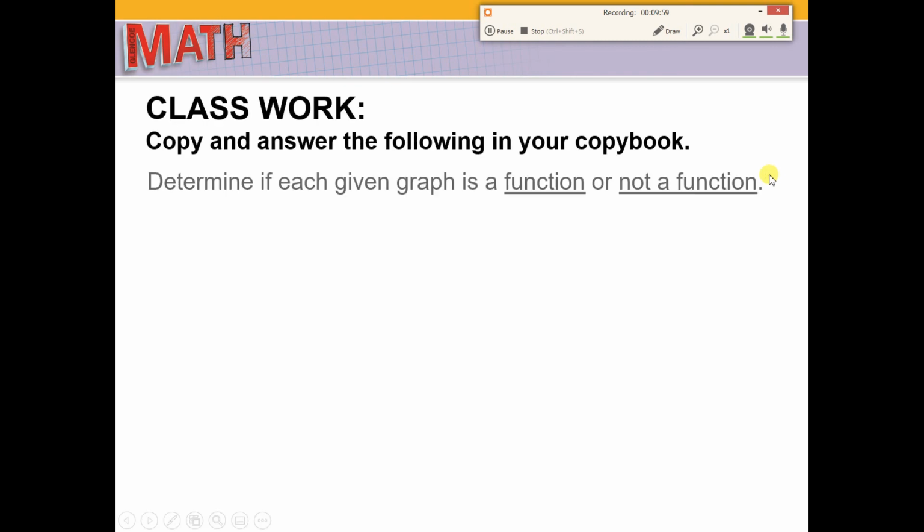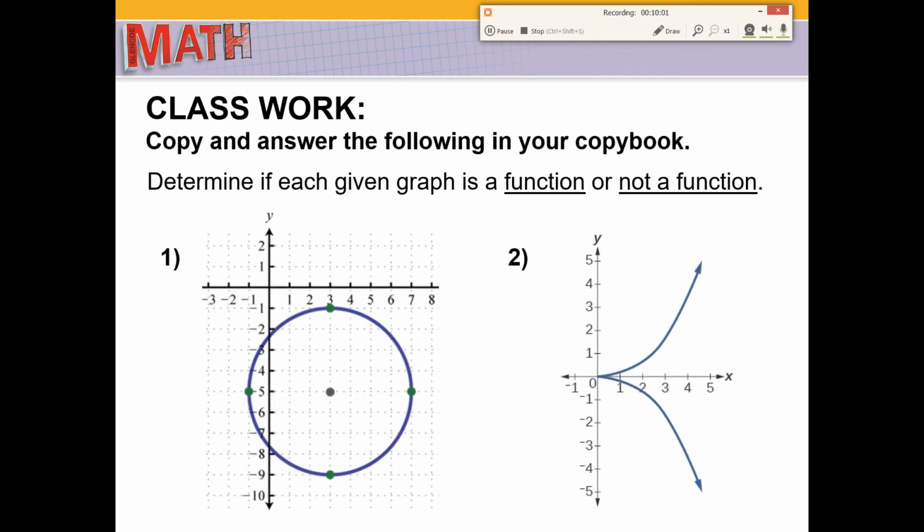Now I hope you have your copybooks with you because we will now be doing the exercise. So I have here 2 graphs. You have to copy and answer the following in your copybook, and you have to determine if each given graph is a function or not a function. Make sure to do this in your copybook.